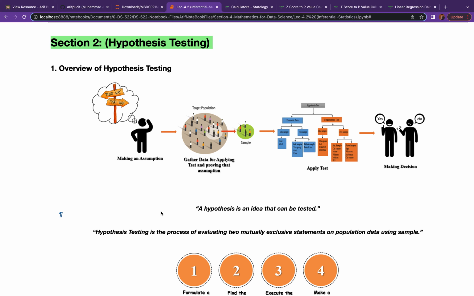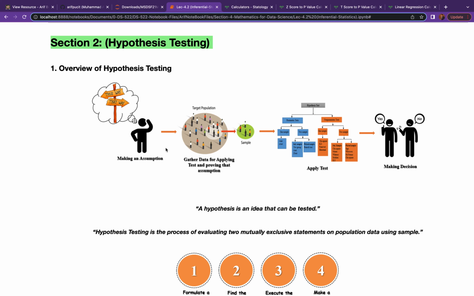Similarly, maybe a company believes that spending more money on digital advertising will lead to increased sales than the normal sales. So, hypothesis testing is the process of evaluating two mutually exclusive statements on population data using sample data.